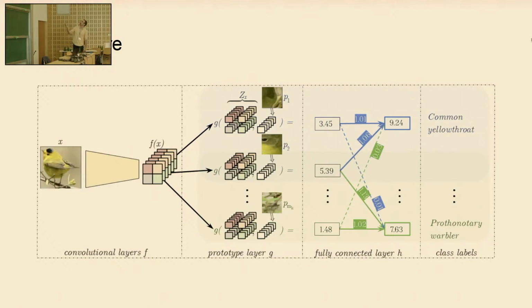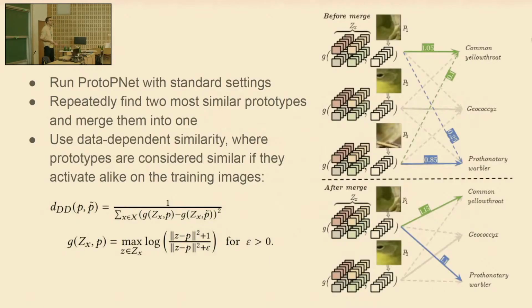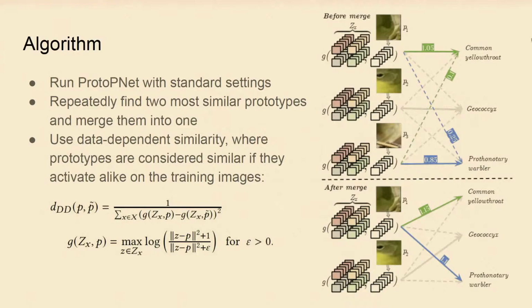So the architecture in our method looked very similar. However, as you can see here, the prototypes were shared between classes. So, for example, this prototype 2 was both in class common yellowthroat and warbler. So how did we do it? First, we did it in a very naive way. We first trained Prototypical.